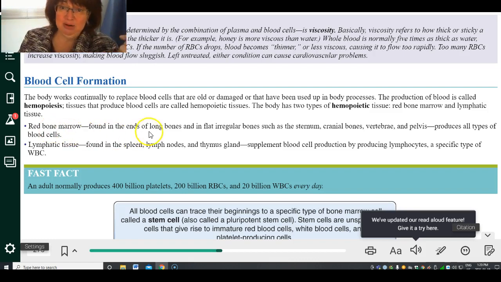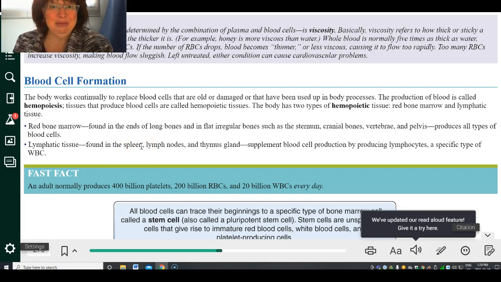If you remember, the red bone marrow is found in your long bones, your irregular bones, such as your sternum, your cranium, your vertebrae, and your pelvis. And as you get older, your red bone marrow decreases. Your lymphatic system will also store them or modify them. They don't create them. They're created in the red bone marrow. So blood cells can be stored in your lymph nodes, your spleen, and also your thymus gland. Okay?